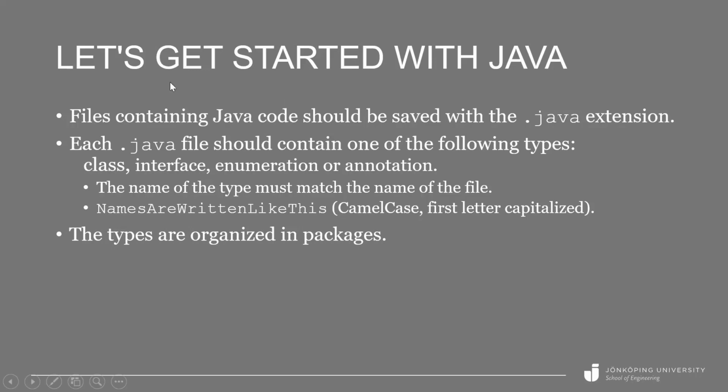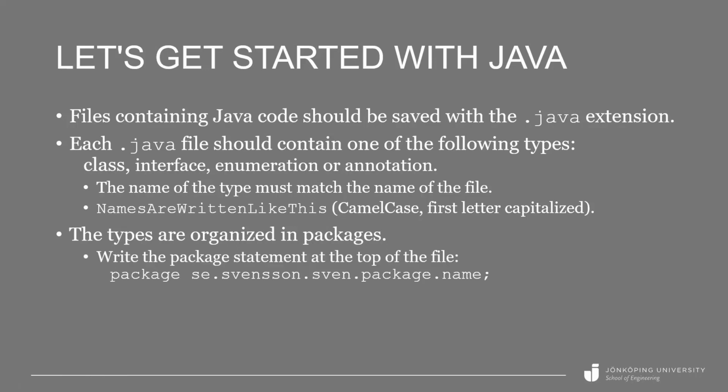Our Java program will most likely consist of multiple different classes, different interfaces, different enumerations, and so on. And all of these are organized in different packages. So if we want to create a new Java program, then we need to start out by creating a new package. At the top of all our Java files, we will write the package statement to indicate to which package the Java type we have up here belongs. And the package statement looks like this. So we write package and then the name of the package.